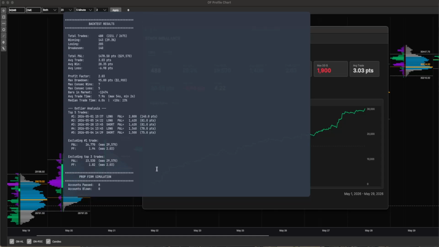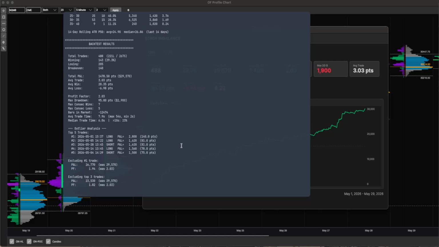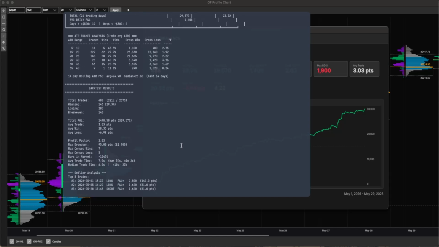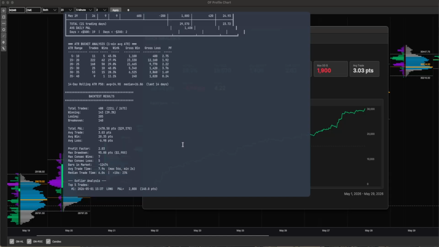Now the prop firm simulation, I have it here. Accounts passed 8, accounts blown 0. That's just a prop firm simulation of, hey, do I reach the 2,500 drawdown? If I do, then the account's blown. I'll move on to the next one.